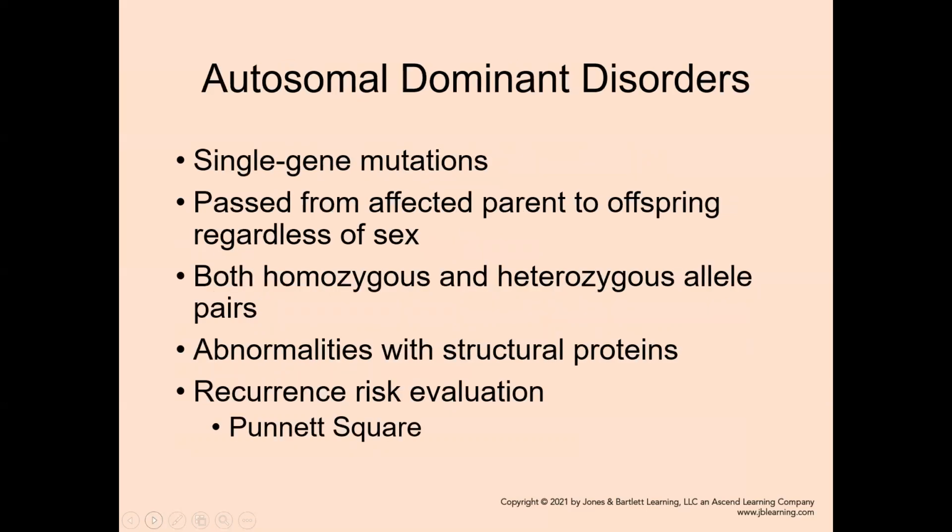In autosomal dominant disorders, these are single gene mutations. They're passed from the parent to the offspring. They can be both homozygous and heterozygous. Again, these are the different codes on the DNA that tell us what kind of disorder will form. The abnormalities are with the structural proteins. And how you can figure this out is using something called a Punnett square. This is a diagram that helps you look at the different combinations of autosomal recessive and dominant traits that can possibly be passed on to your offspring.